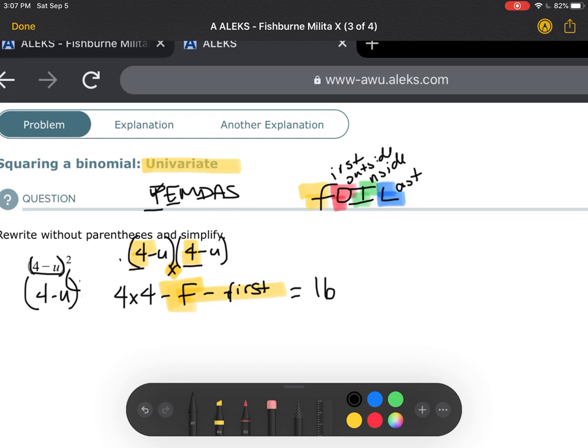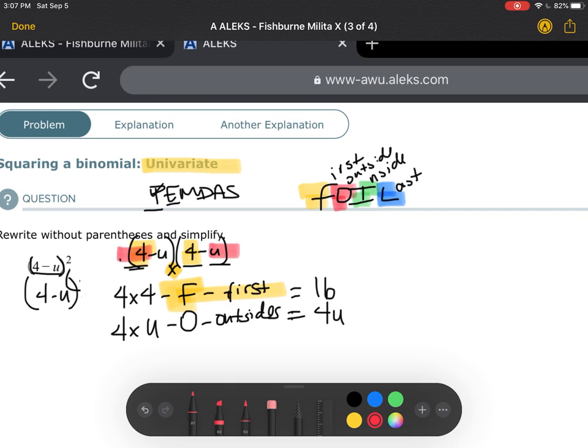Okay? And then I'm going to go to the next one, the outsides. The outsides are essentially, what are the 2 terms that are on the outsides of this? Now, yes, we just did the first, and technically that's the first, and it's okay. The 2 terms that are on the outside are 4 and u. So 4 times u, which is the O, as in the outsides, is 4u. Okay?